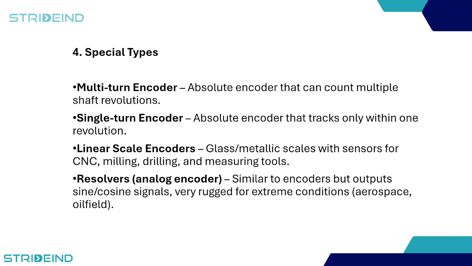Types of encoder. There are different types of encoder based on the application. The major types are multi-turn, single-turn, linear scale, and resolvers. Multi-turn encoders are used where you need multiple rotations to be calculated, and single-turns can read just 360 degrees maximum. Linear scale encoders are used in different applications like CNC milling, drilling, and measuring tools. Resolvers are analog encoders similar to the other encoders, but outputs are analog, very rugged for extreme conditions.